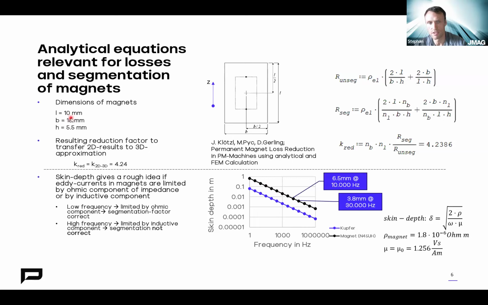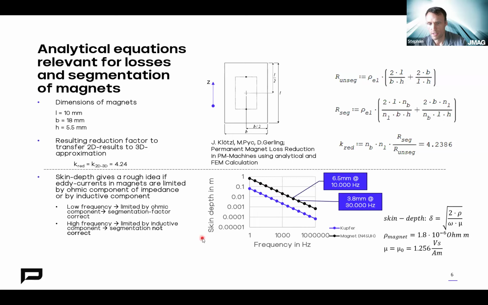Now, if you consider this 18 millimeters of width of the magnet, we are already inside a dimension where we have to consider the skin depth, and where we have to consider that the eddy current is not only limited by the ohmic component of the magnet, but also by the inductive component of the magnet.